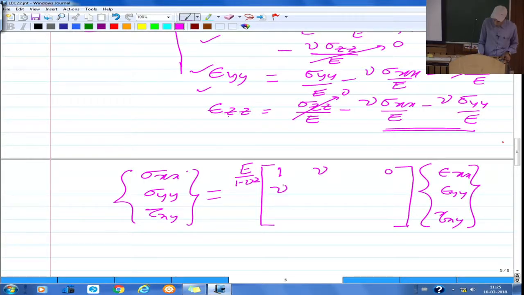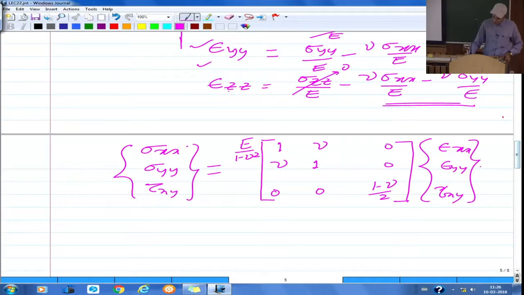Similarly this will be nu, 1 and 0, and then tau xy is G times gamma xy, and for isotropic material G is E upon 2 into 1 plus nu. I am putting that relationship here. Since you have E upon 1 minus nu square already there, you want it as 0, 0, 1 minus nu by 2. When you multiply E upon 1 minus nu square with 1 minus nu by 2, you will actually get E upon 2 into 1 plus nu. So that is your G. So this is the situation.